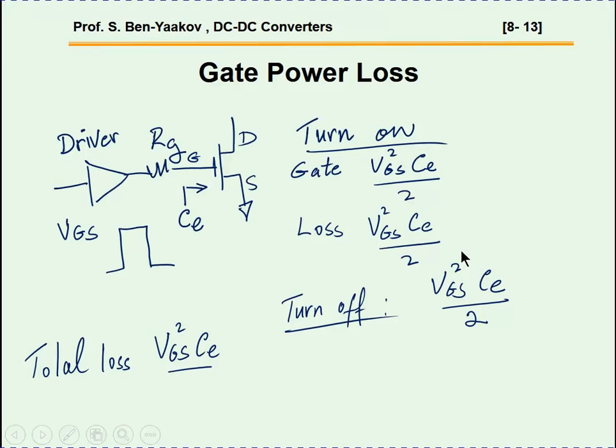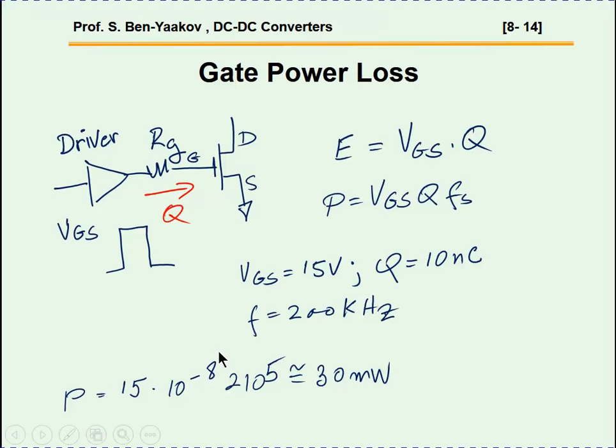Now, this energy in the transistor itself is also lost, because during turn off, you just dump it to ground, actually dissipating the power on the RG. So the total loss is VGS squared C for each transition. Now, if the frequency is high, you have that many transitions per second, and the power is not small, and it really depends on the situation of the Q, the frequency, and many other parameters.